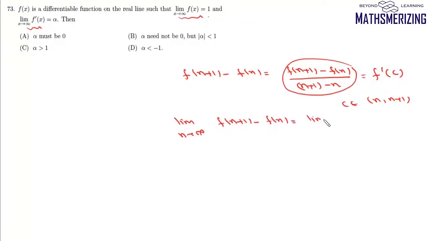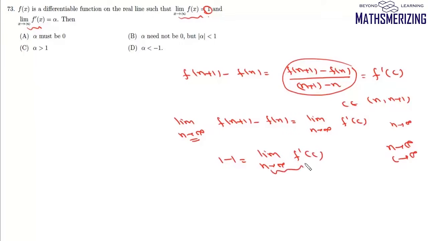Now we'll take this limit n tends to infinity of f(n plus 1) minus f(n). It will be this limit n tends to infinity of f dash c. Now when n tends to infinity, this limit is equal to 1. So it is 1 minus 1, and then this limit, which is limit n tends to infinity of f dash c. Now when n tends to infinity, this c also tends to infinity. So basically the limit of f dash c is nothing but alpha. So this is alpha. So from here we can say the value of alpha must be 0, and that's your option number A.